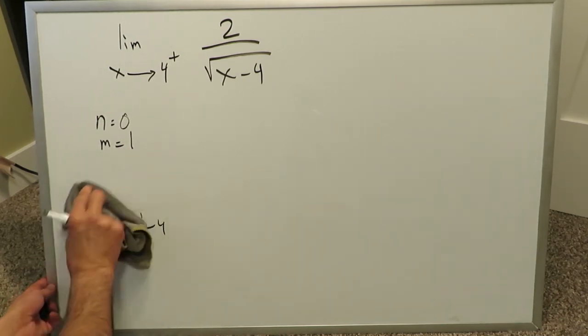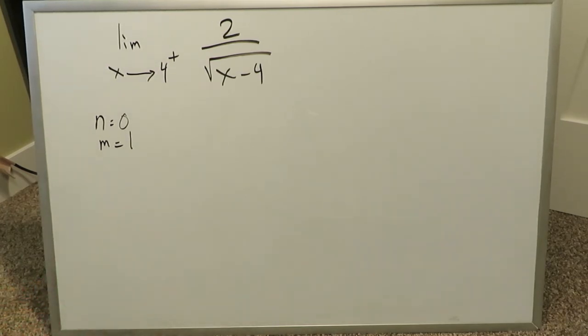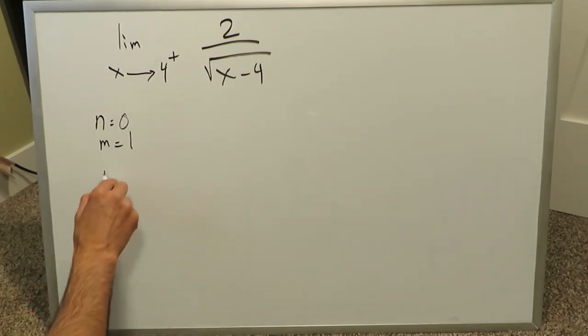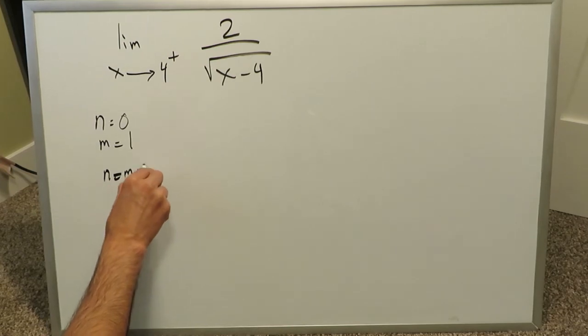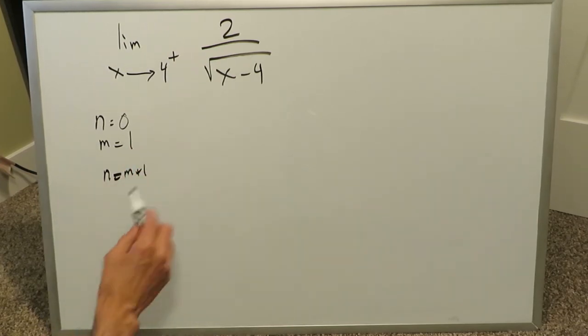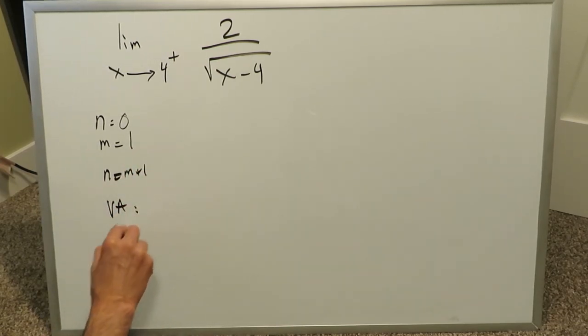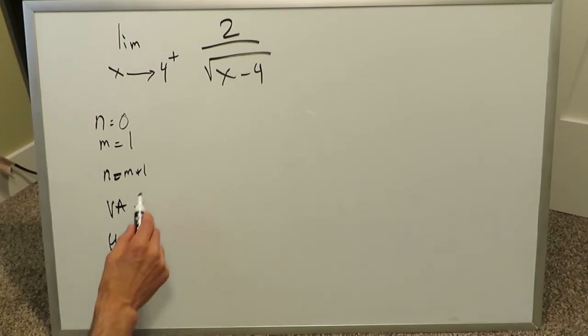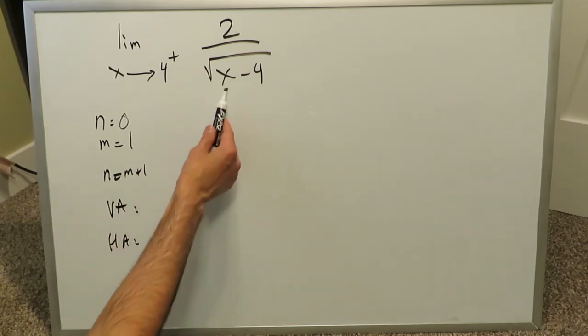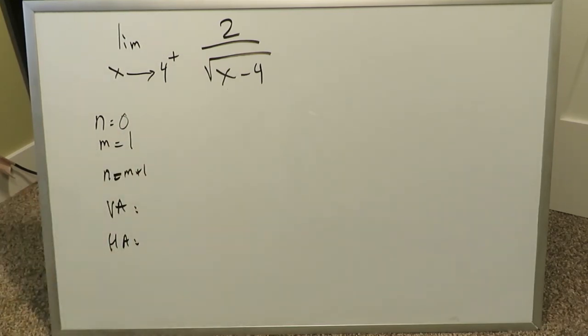There's going to be no oblique asymptote at play over here. Oblique asymptotes only come into the picture when n is equal to m plus 1, but we don't have that case at all. However, vertical asymptote and horizontal asymptotes exist. What's our vertical asymptote? Anything which zeroes out your denominator will be a good vertical asymptote.